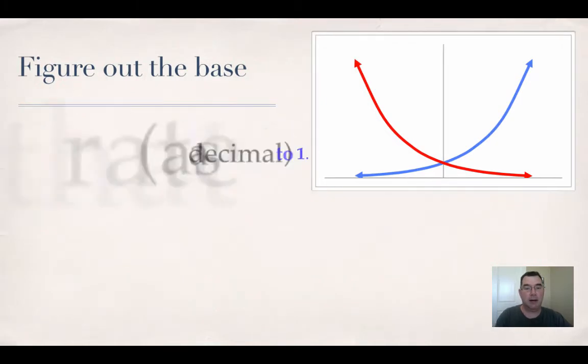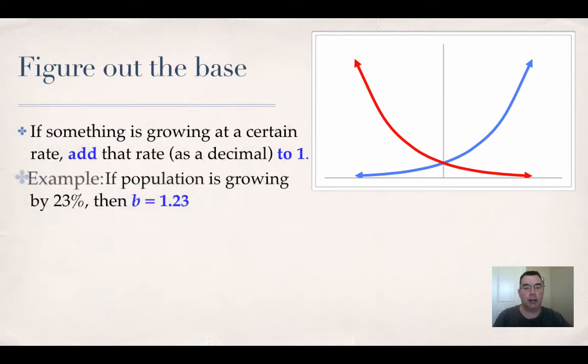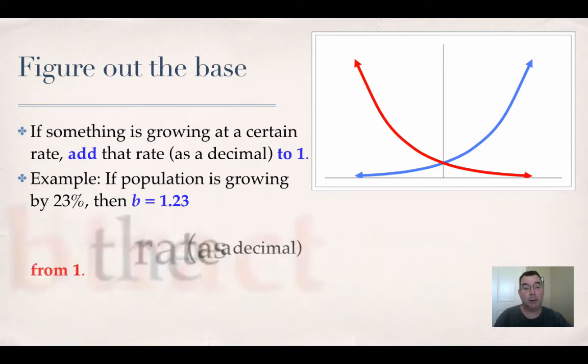And once we figure out the base, then we can talk about how to graph it and what numbers to plug into the equation. So if something is growing at a certain rate, then we add that rate as a decimal to the number 1. So for example, if I know the population is growing by 23%, then my base is actually 1.23. So that's 100% of what it was, plus 23% of what it was. So it's actually 123% of what it was before.